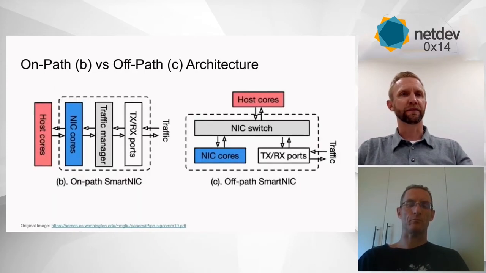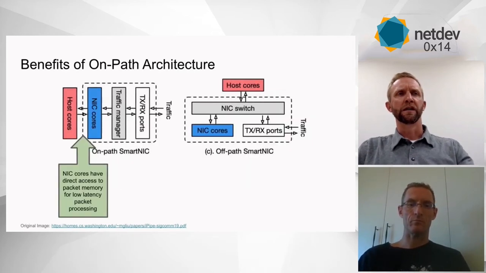At this same SIGCOMM presentation, there are some great pictures that describe two basic types of SmartNICs. The names that were used here were the on-path and the off-path SmartNICs. We can see pictures of the architecture here. We want to break these down and explain them in a little bit more detail.